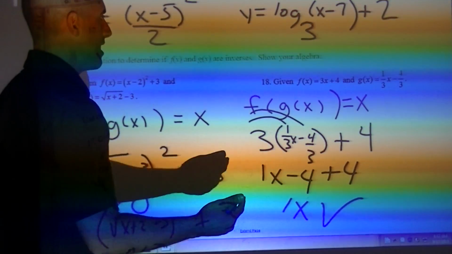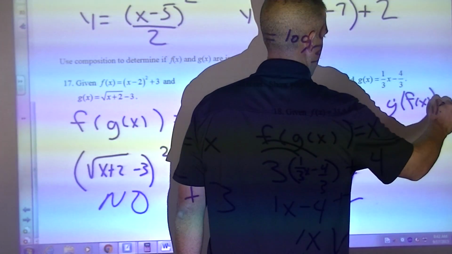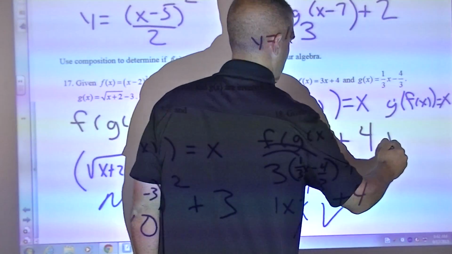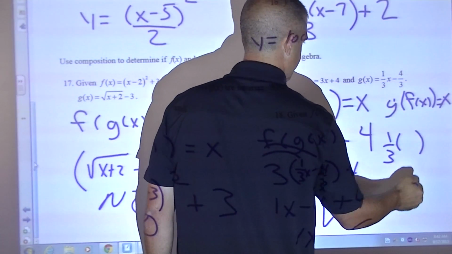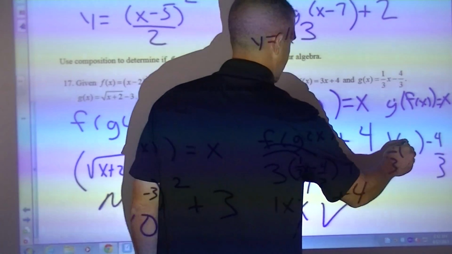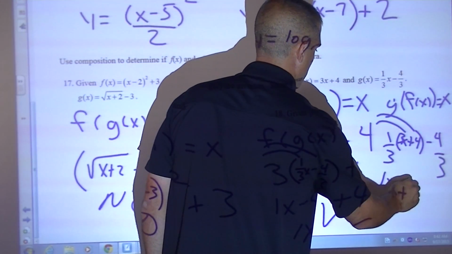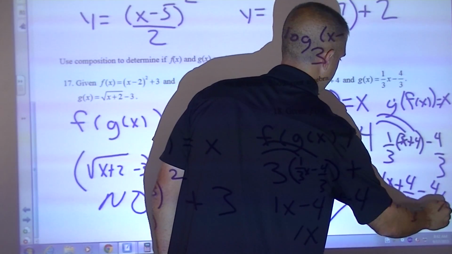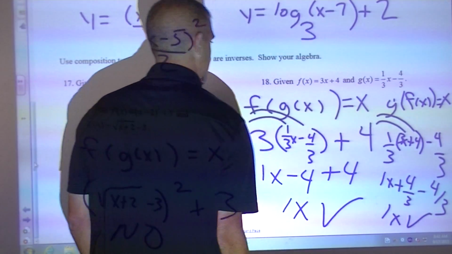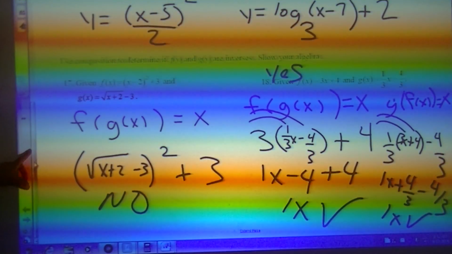The other simple thing is to check that g of f of x equals x. So that's 1/3, minus 4/3. So if I put 3x plus 4 in there and multiply, that's 1x plus 4/3 minus 4/3. Once again, I get 1x. So this answer is yes. This answer is no.